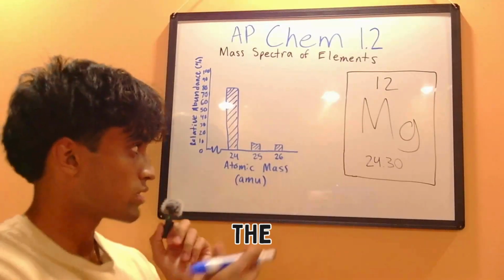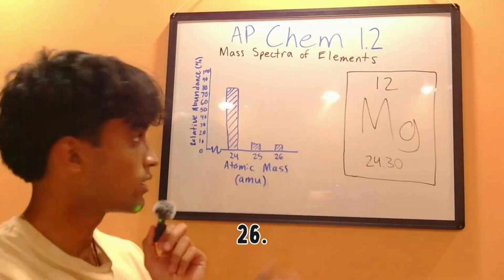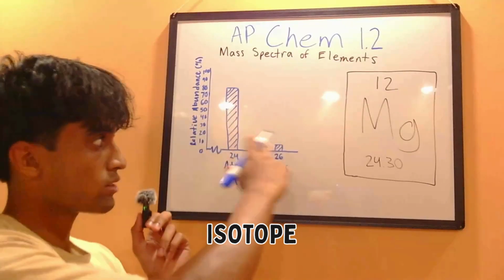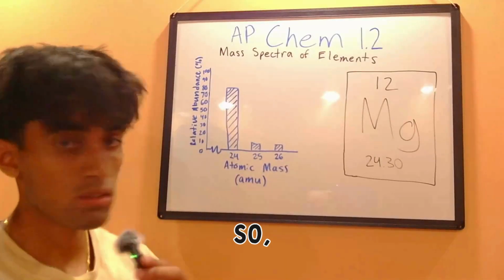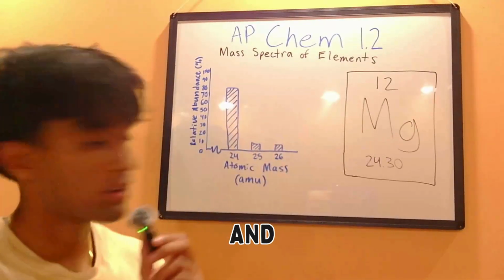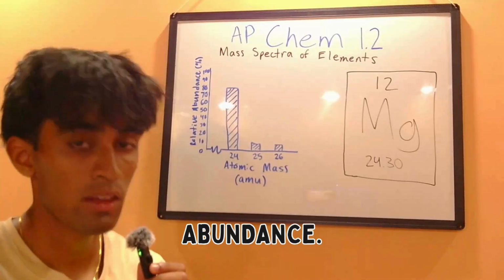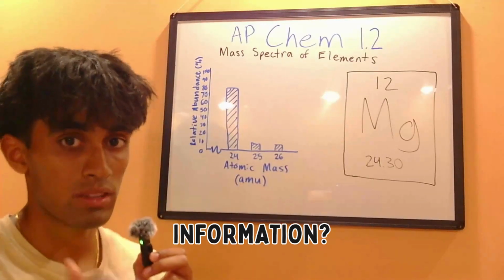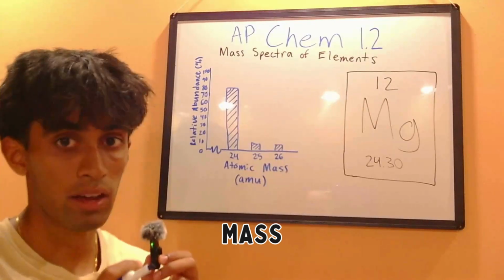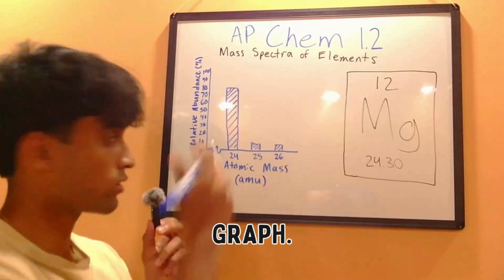And this just shows us the different isotopes, so 24, 25, and 26. And then we look at the bars. The bars are each isotope and its abundance. So as we can see here, Mg24 is most abundant, and Mg25 and 26 have relatively the same amount of abundance. So what do we need to do with this information? We can do two things. The first thing to find mass is we're going to use the graph.